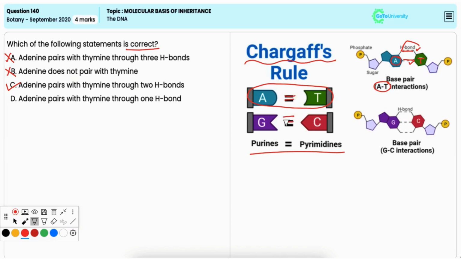Option D, adenine pairs with thymine through 1 hydrogen bond. This is also incorrect because, as already stated, adenine forms 2 hydrogen bonds with thymine and not 1.